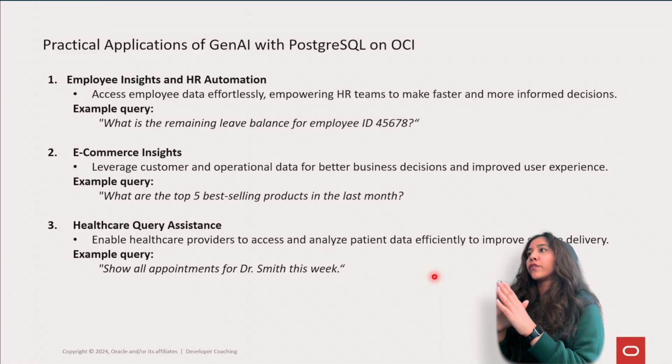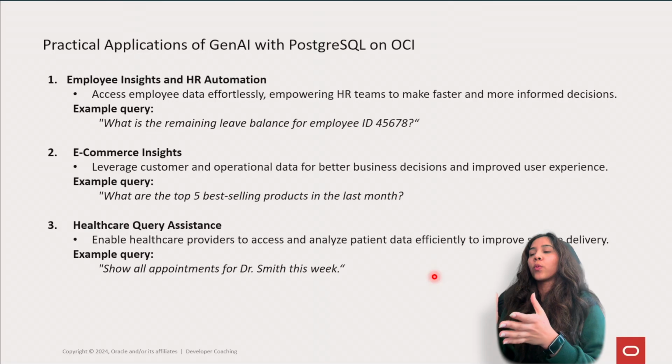So these are just a few examples of how GenAI with Postgres on OCI can simplify everyday tasks. But this technology can be applied across various industries. It could be the finance industry, customer support, manufacturing, and logistics. And this can help enable us to make faster, smarter decisions and also help with automation at scale.